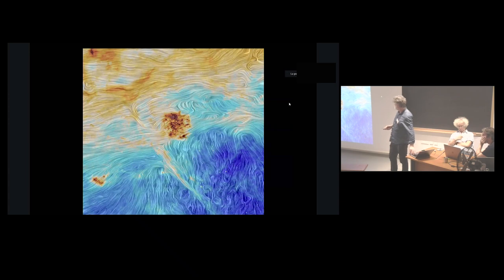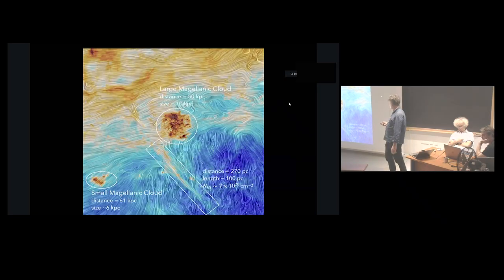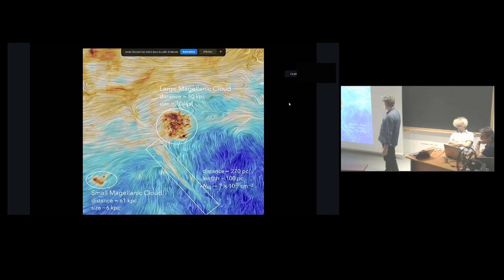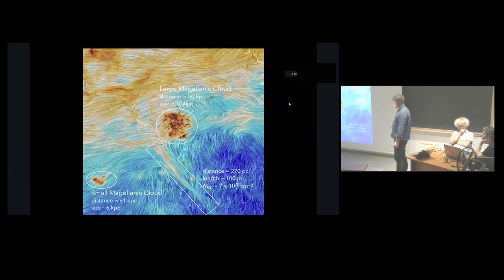What about magnetic fields? So that's my favorite image of the Planck data, showing the relationship between dust, column density, and the orientation of the magnetic field. These are the two imaginary clouds. What I want you to have a look at is this filament. It's a filament that is about 100 parsec in length. It's close to us. It's at a distance of 270 parsec. And the magnetic field is fully aligned with it.